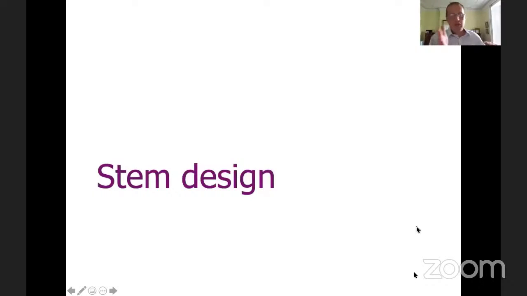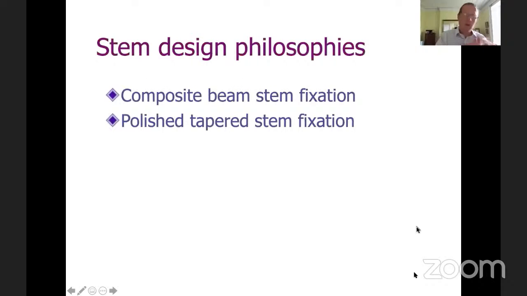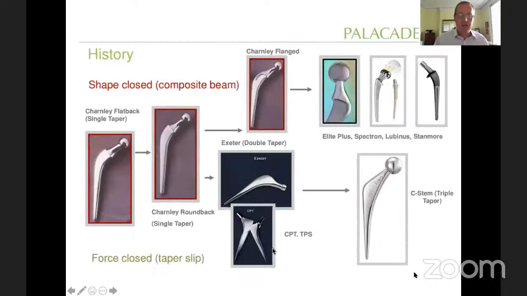So we know how bone cement works. We know how the interfaces work. So how does stem design, which ties in with what we've already discussed, utilize that? And we've seen for cemented stems, there are two options. There's the composite beam and the polished taper.